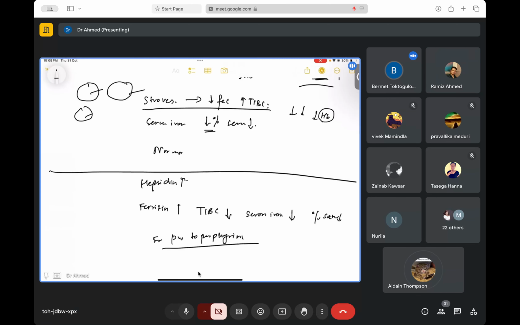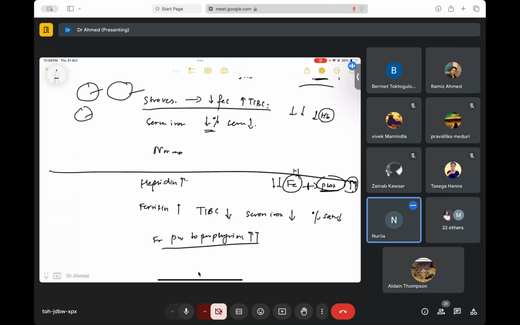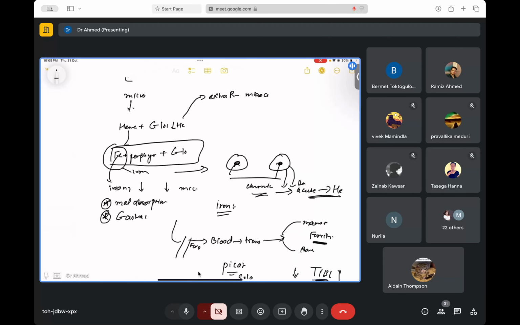Free protoporphyrin increases. It would increase because I am not forming heme. We do not have iron, but iron normally binds to protoporphyrin. So if iron isn't there, the protoporphyrin level is going to rise. Simple. Okay, here we are done with the iron.